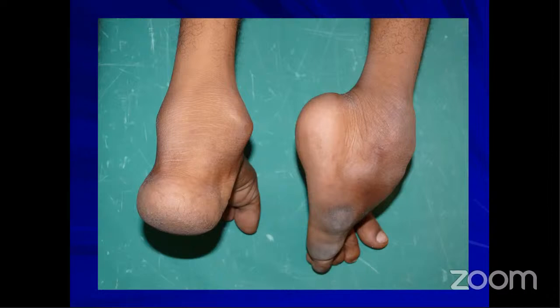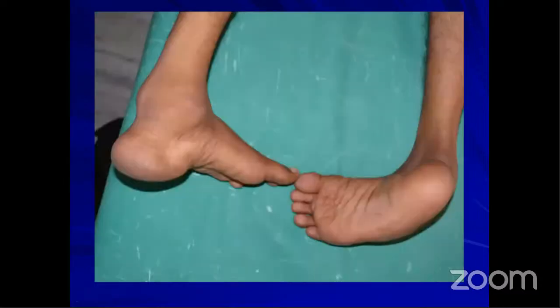Why does the heel broaden? The heel broadens because excessive weight is coming only on the heel. Why is the heel small here? Because no weight bearing happened here. No weight bearing means the calcaneum did not develop properly. Excessive weight bearing means the calcaneum is broader and wider. So that's your picture from the back. Let's look at the picture from here.